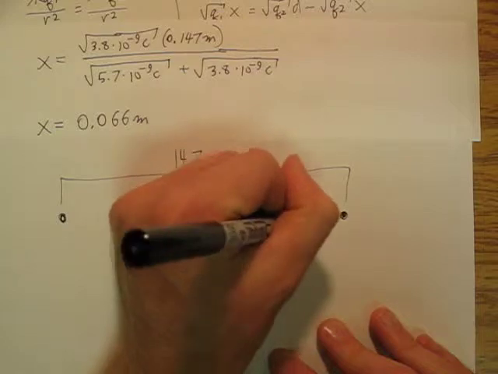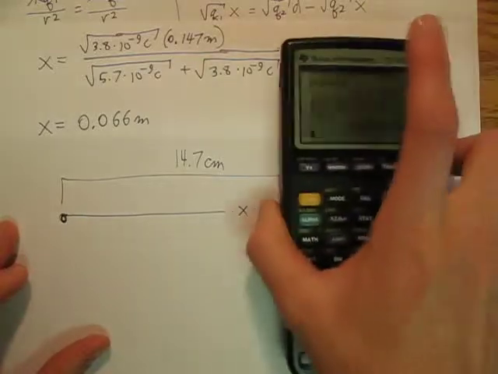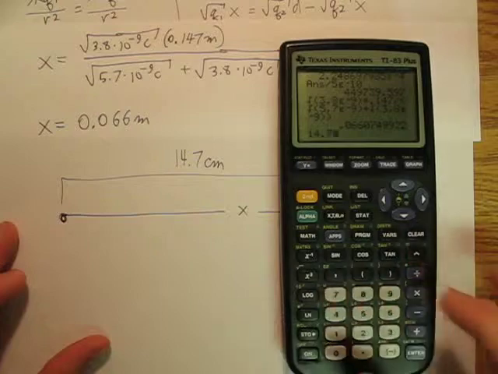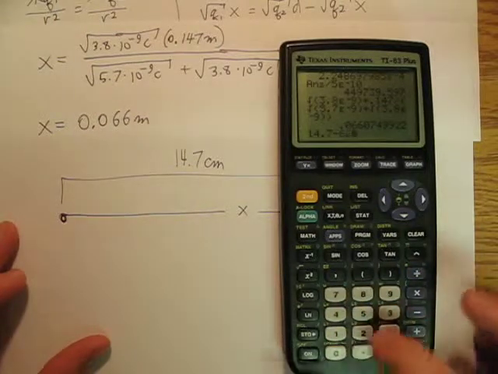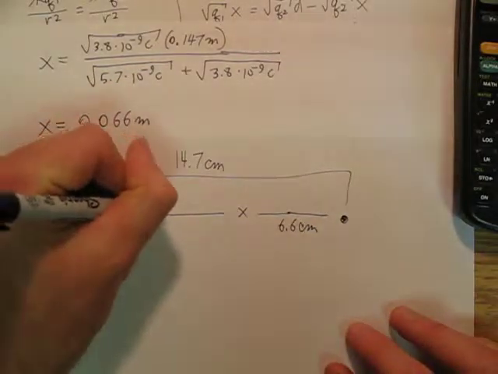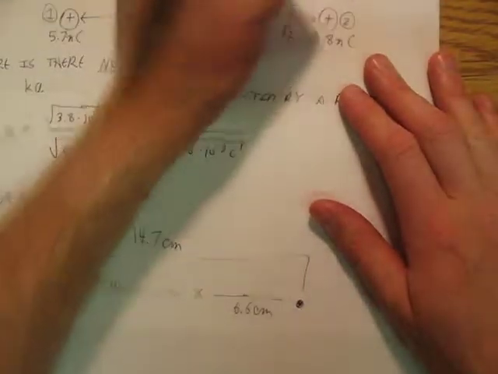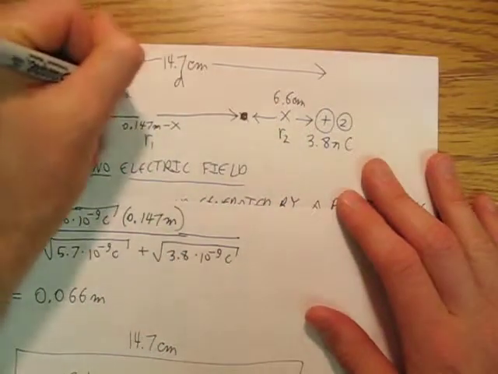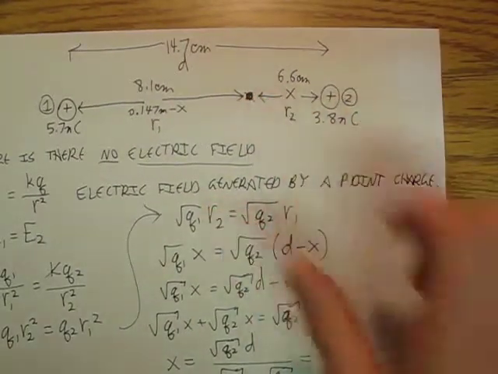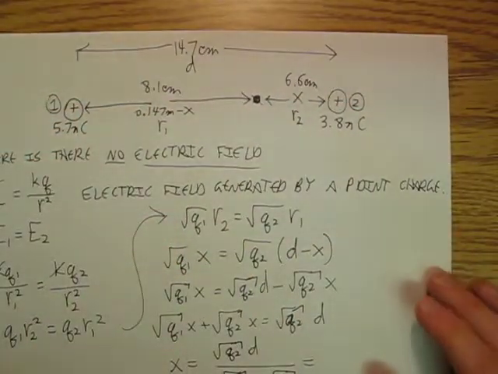So that is 6.6 centimeters, and that is going to be 8.1 centimeters. And so I was correct that the place where there's no electric field is going to be closer to this charge than to that charge.